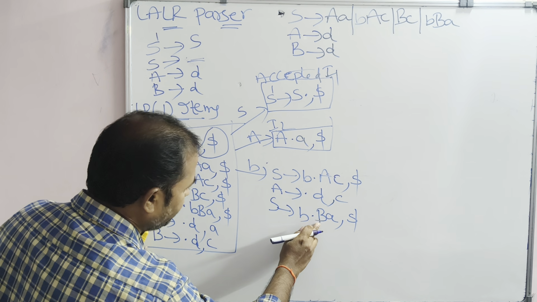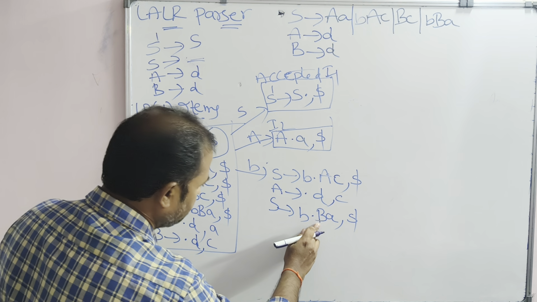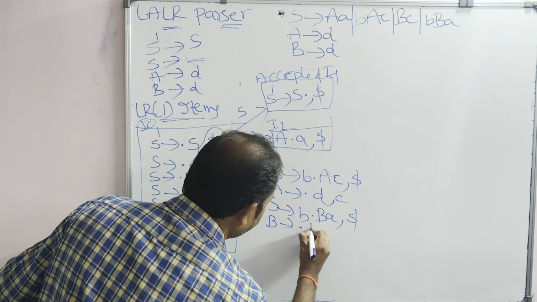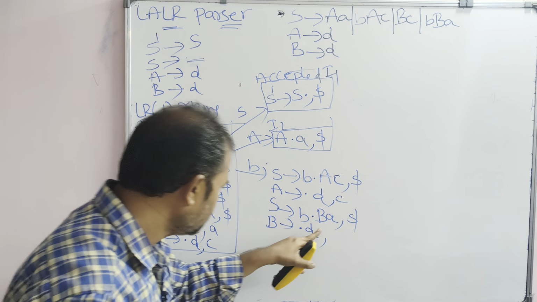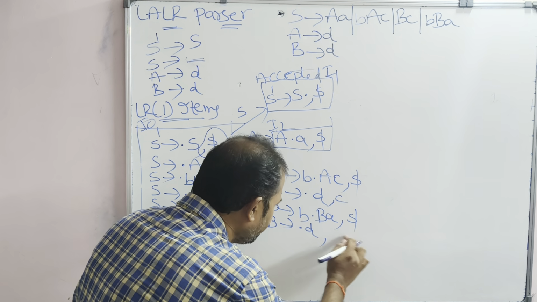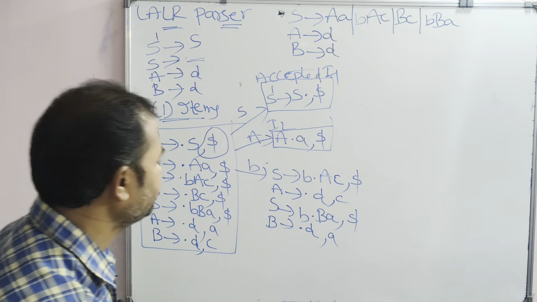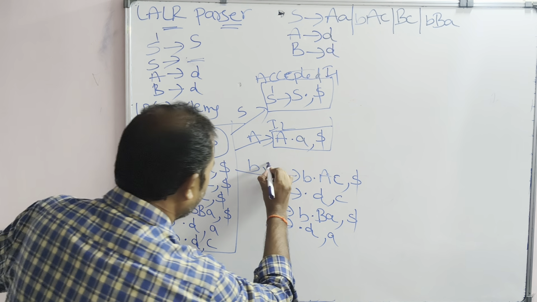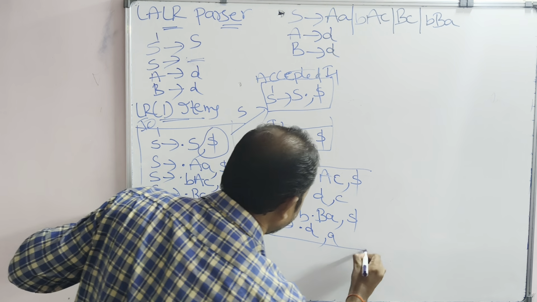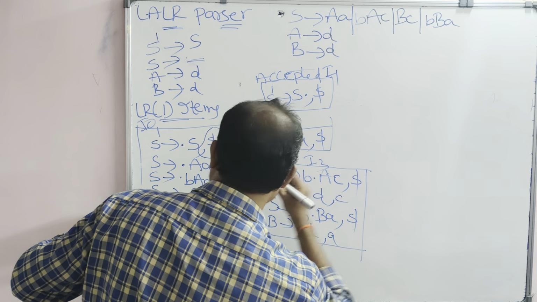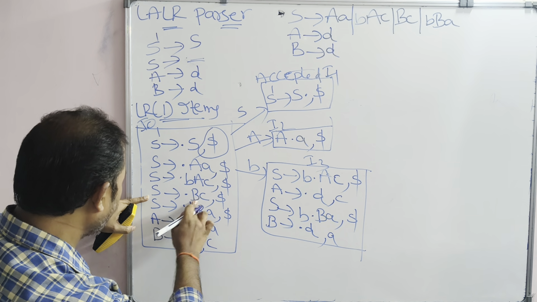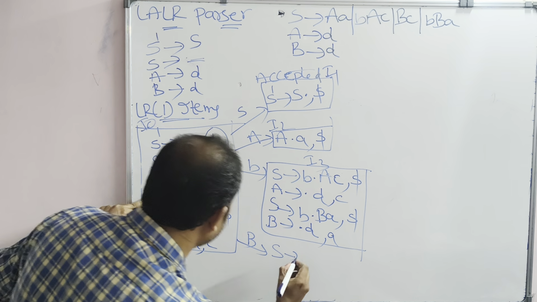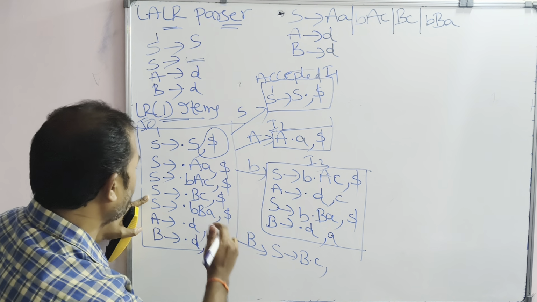After the dot we have a non-terminal, so write the productions of B. B produces dot D, and find the look ahead symbol. From this production we got B, so we need to calculate first of this part. First of A dollar means A only. These are the only productions which contain B after the dot, so the calculation is over. Let this state be I3. Next, if you see here, after the dot we have capital B, so then the production will become S produces B dot C, dollar.